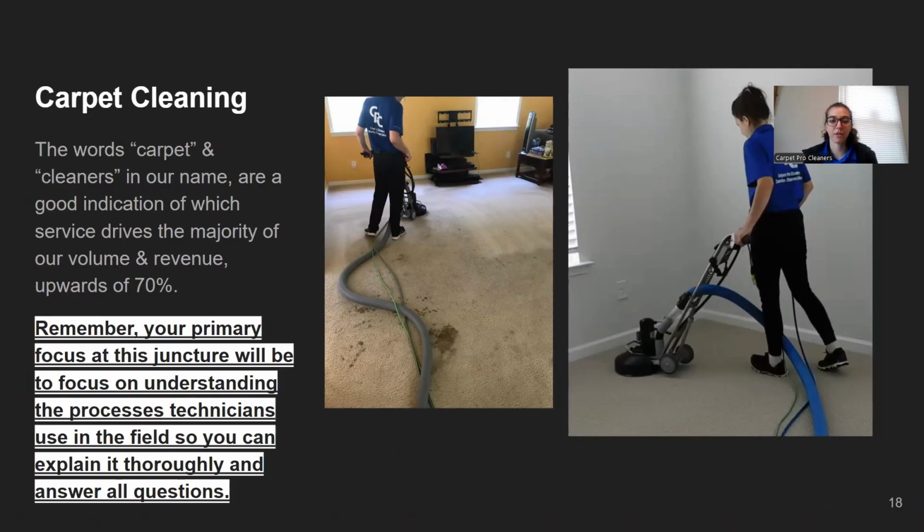So at this juncture, our focus is going to be on understanding the processes that the technicians will use in the field so we can explain it thoroughly and answer all questions. For example, what you see both of these technicians using, this machine is called a Rotovac or a Rotovac 360i. We'll usually just call it the Roto or the Rotovac. And it has a rotating brush head on the bottom of it, so it does leave this nice pattern of swirls. That, of course, goes away as it's trafficked or if somebody vacuums once it's dry post-service. But that machine is injecting the hot water into the carpet while extracting it at the same time. And then that rotating brush head is scrubbing the carpet as we do that to add some agitation.